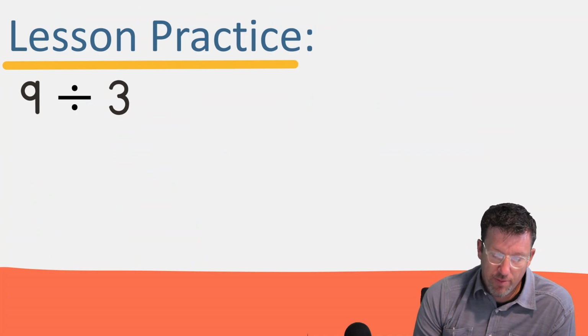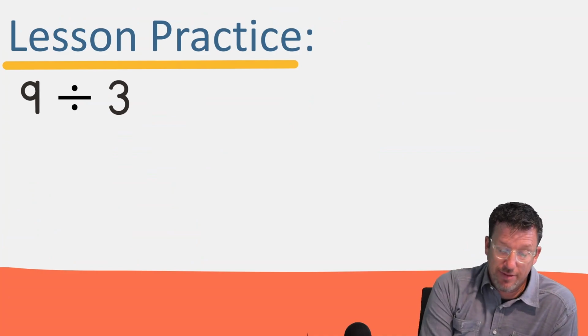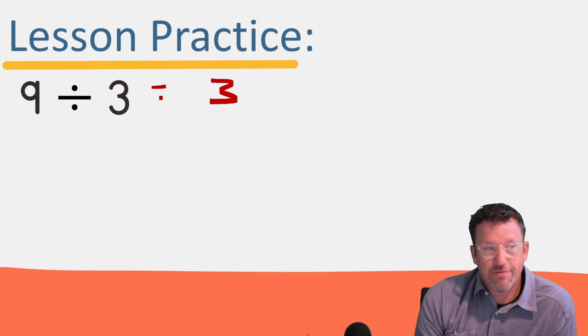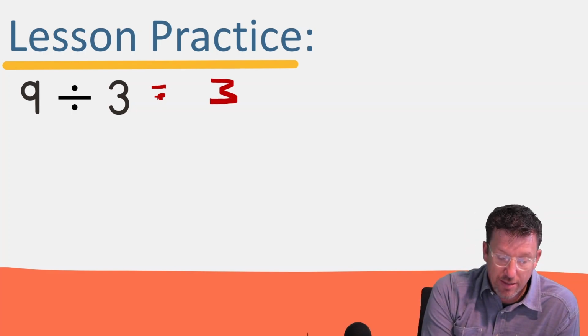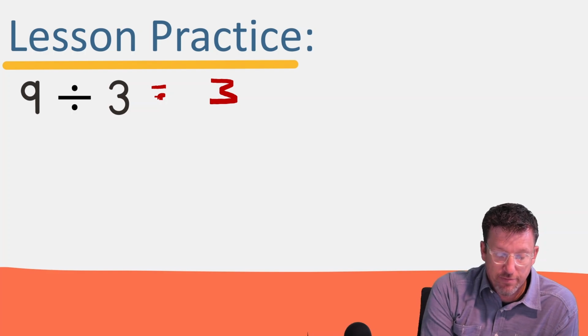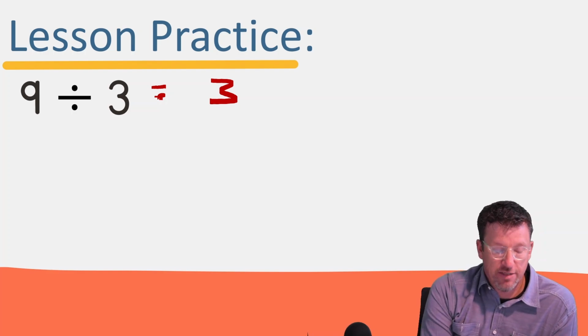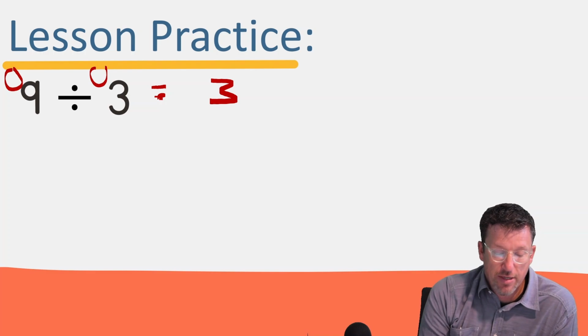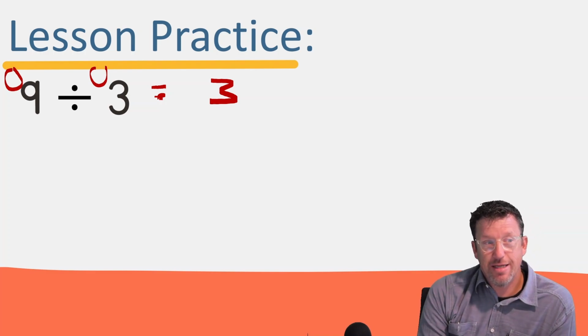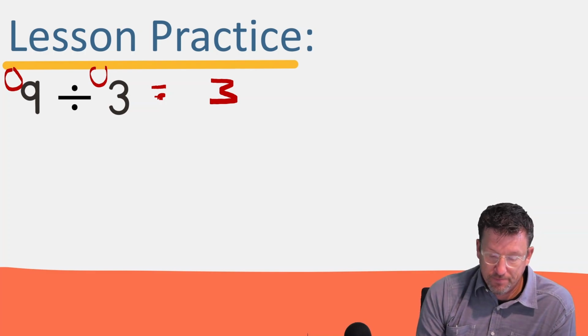All right, so let's do a couple practices here. So let's just say 9 split into 3 equal groups. Well, we know that answer is 3. The only thing left to do is figure out what our sign is. Well, 9 is positive and 3 is positive. We know they're positive because it doesn't show the sign. So if they're both the same, the answer is positive. So 9 divided by 3 is positive 3.